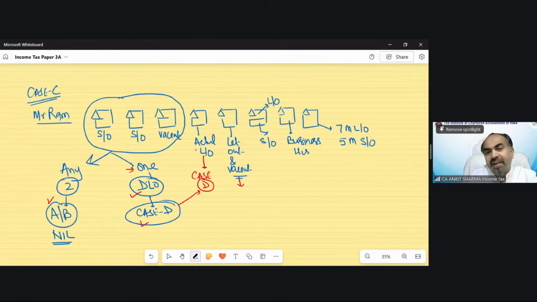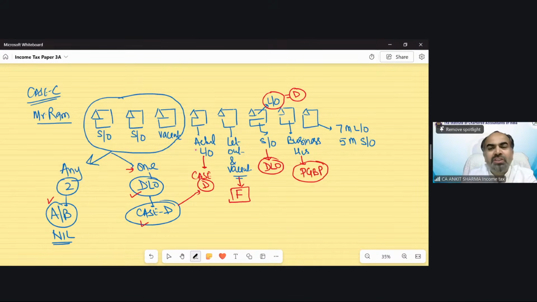If any property is let out and vacant, then case number F, we will see how to solve it. If any property is let out and self-occupied, that means one part is let out, one part is self-occupied, this let out part is going to be solved as per case number D, and the self-occupied part will again become deemed let out, because you have already taken the benefit of two houses, so all other self-occupied portions would be treated as deemed let out. Now, if you use this property for business, that will not fall under house property. The treatment would be under PGBP.